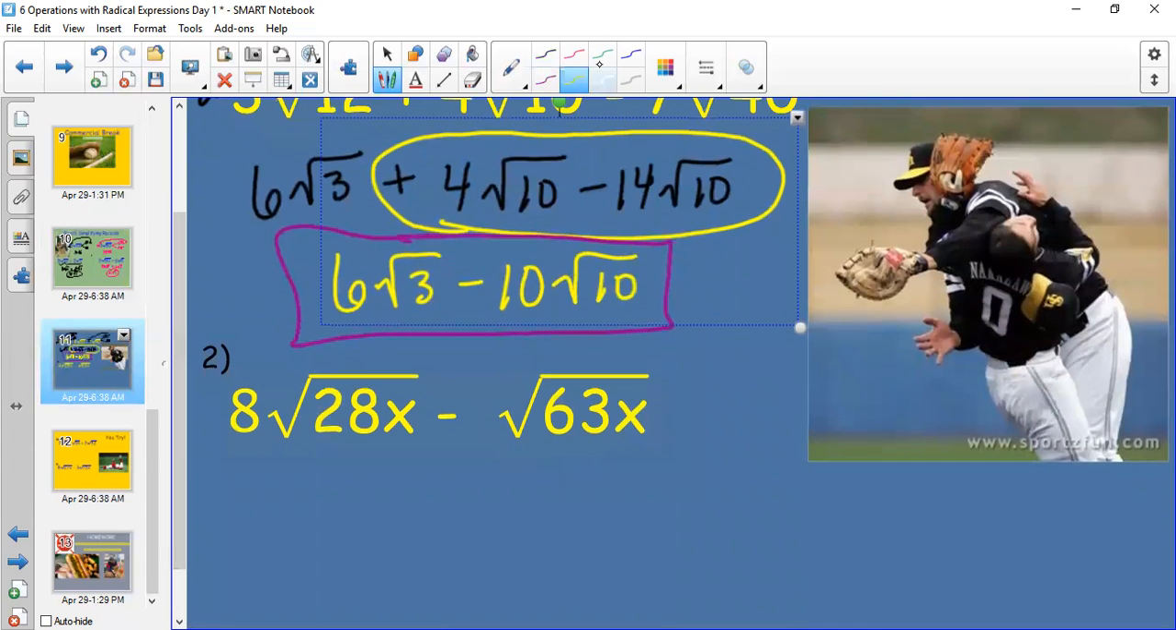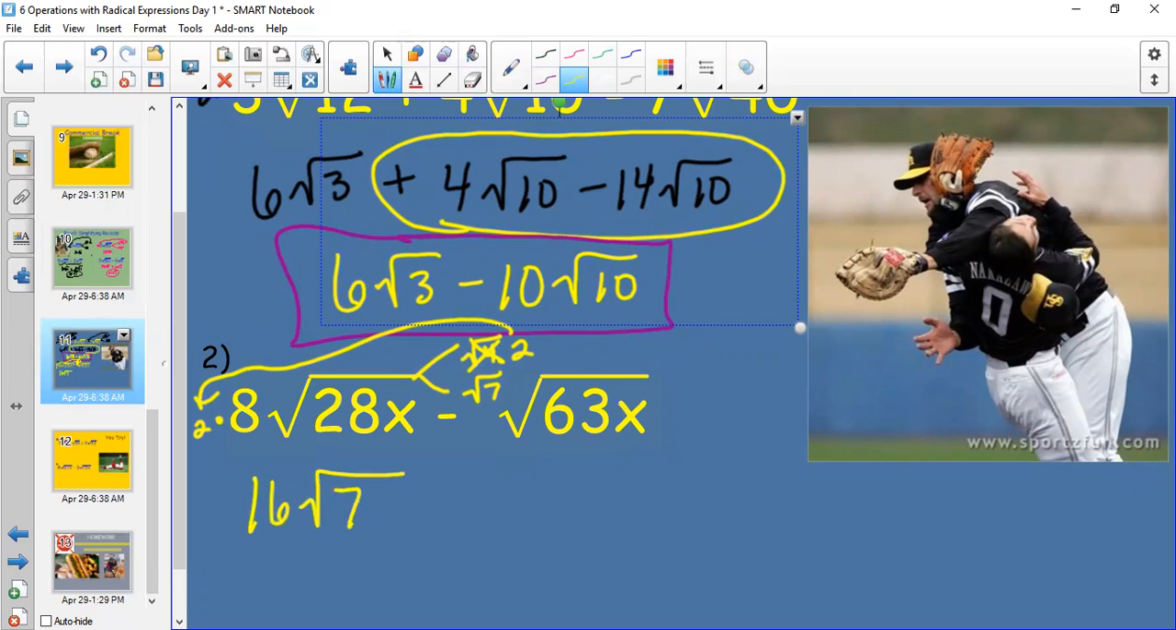All right, next one. 28 can break up into 4 times 7. Square root of 4 is 2. That's going to come out front here to multiply with the 8 to give us 16. I still have the square root of 7, and don't forget your x.